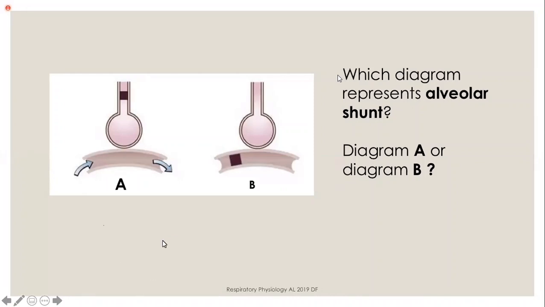Anyone knows what the other one is called? Diagram B? There's a name for that. Anybody would like to answer? Physiological dead space. Alveolar dead space. Very good. Alveolar dead space. So alveolar dead space contributes to physiological dead space, but physiological dead space is the sum of anatomical and alveolar dead space.